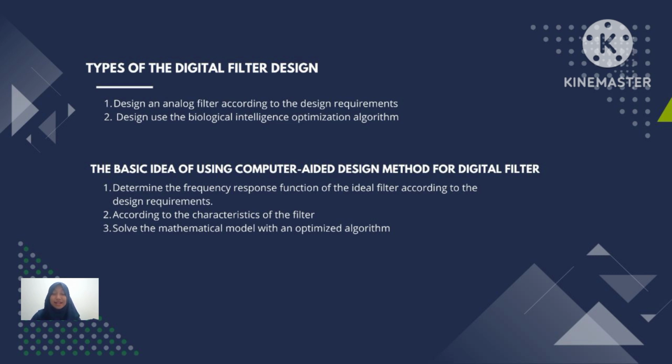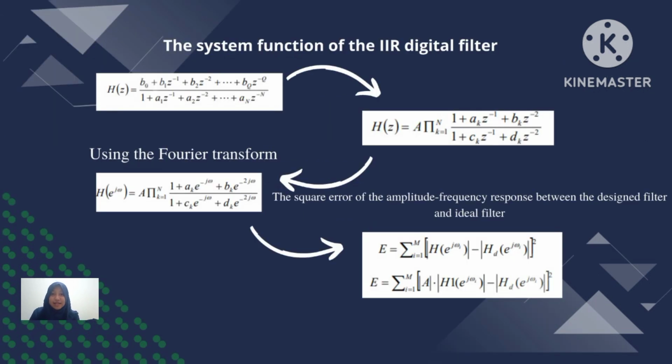Okay, next, the basic idea of using computer-aided design method for digital filter design is: first, determine the frequency response function of the ideal filter according to design requirement. Second, according to the character of the filter, build the mathematical model of the filter. And third, solve the mathematical model with the optimization algorithm and get the amplitude frequency response curve of the design filter. The system function of the infinite impulse response digital filter is expressed like this.